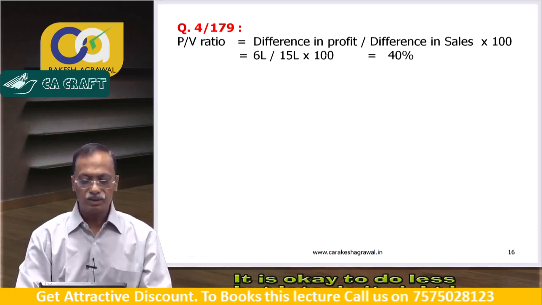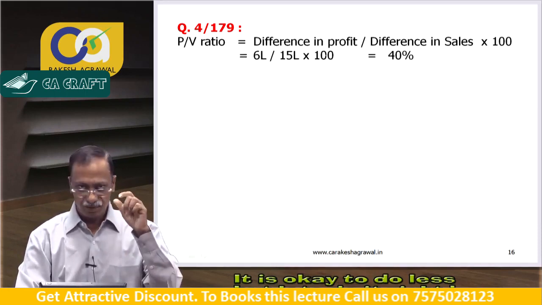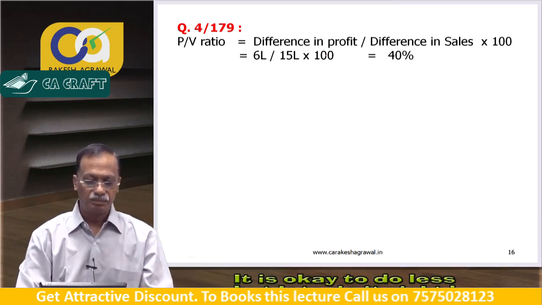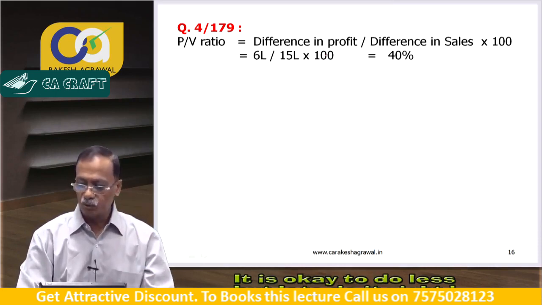Difference in profit is 6 lakh, and the difference in the sale value of 2 years is 15 lakh. So 6 lakh divided by 15 lakh into 100. So that comes to 40%. Just check.